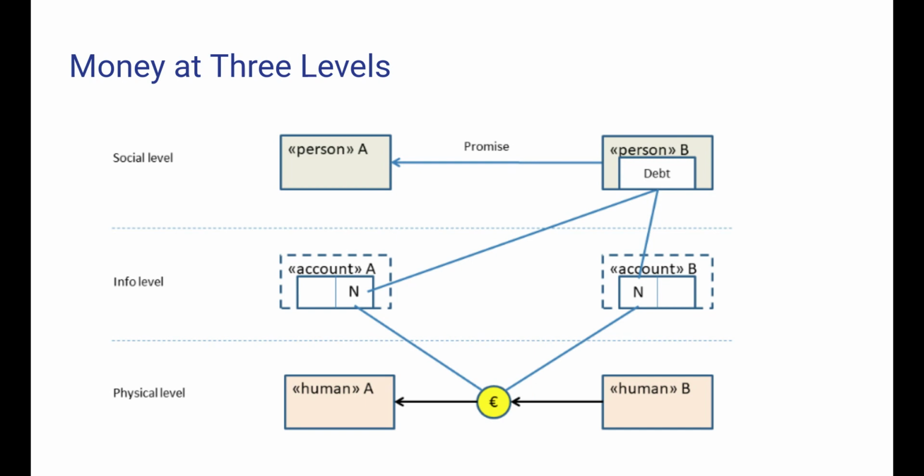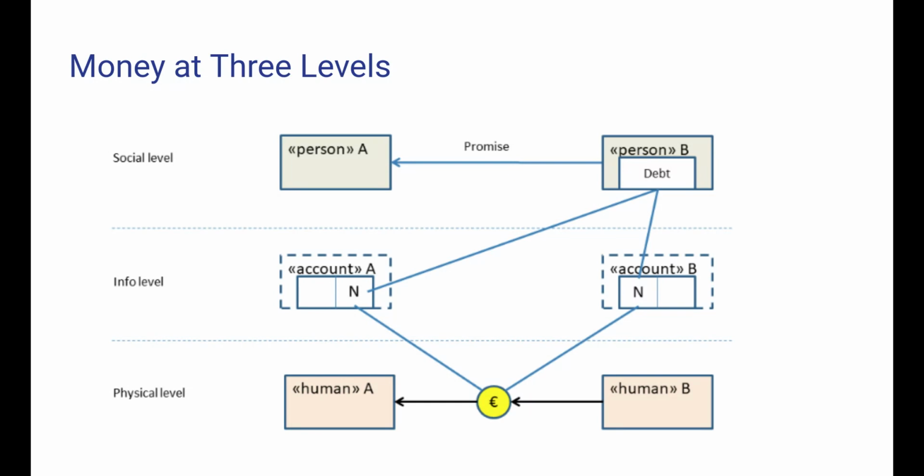In the figure, we have indicated this by drawing two lines from person B's social debt to two separate accounts. Consequences of this is that if information in one account is lost for some reason, then it can be recreated from a copy in another location. And this can be contrasted with the tightly coupled information as we have drawn it on the physical level.